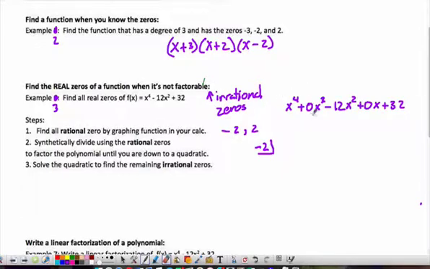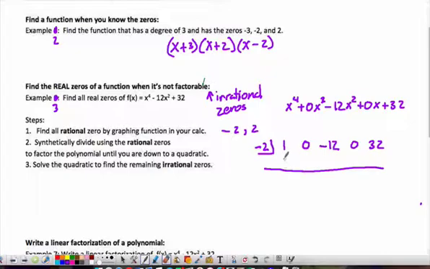Okay, by doing this, then you'll see all your coefficients. It's a really common mistake to miss. So bring down 1, bring down 0, bring down -12, bring down 0, and bring down 32. Okay, we're going to synthetically divide here.